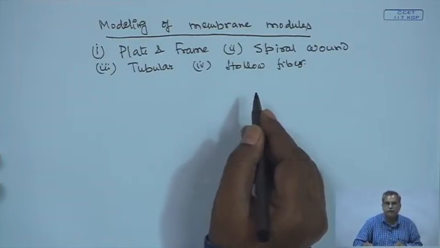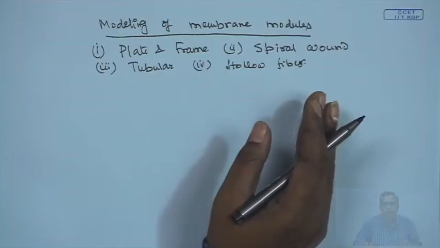Plate and frame is basically the module where the plates will be held between the frames, and the membrane will be held to the plates by the frames. Across the plate there will be two surfaces, and one can put two membranes, either in a circular disc or maybe rectangular in shape. Such plate and frame arrangements can be kept one after another in the module to increase the surface area. That is number one.